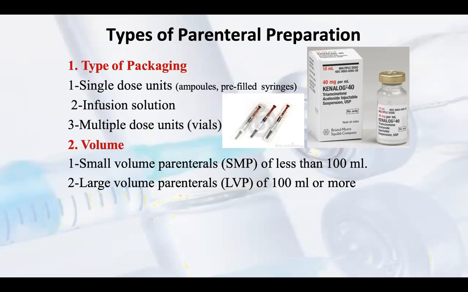Then infusion solutions, infusions of larger volumes. Then the multiple dose units. Mostly insulin is available in multi-dose units, because you take out the dose and then it has to be injected. Similarly, by volume, small volume parenterals are less than 100 ml, for example 5 ml or 10 ml. These are known as small volume parenterals. Then large volume parenterals are 100 ml or more than that. There can be parenteral nutritions, whatever they are, more than 100 ml. So there are two types: small volume parenterals and large volume parenterals.